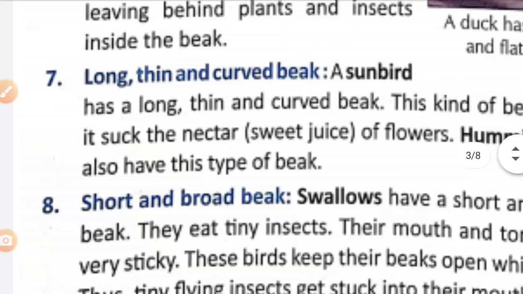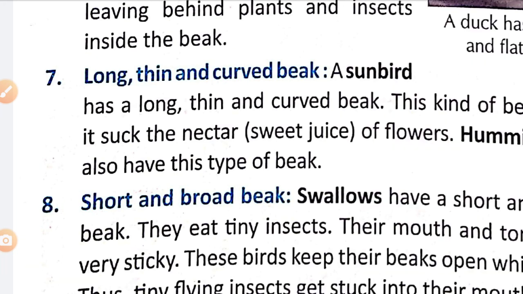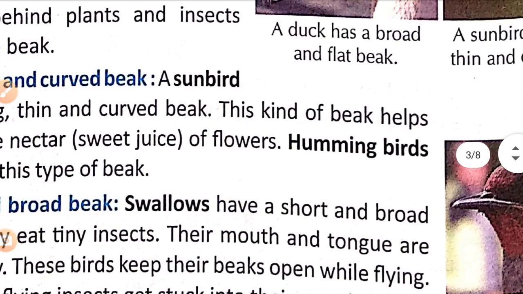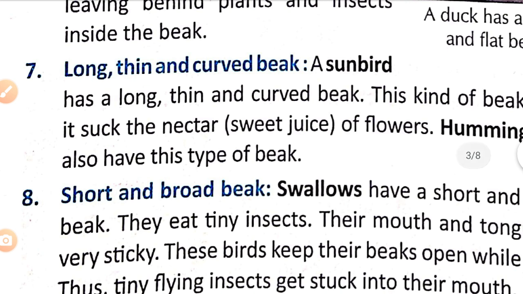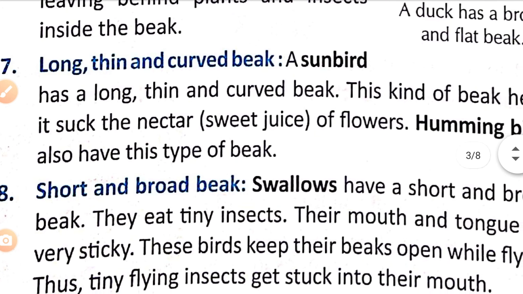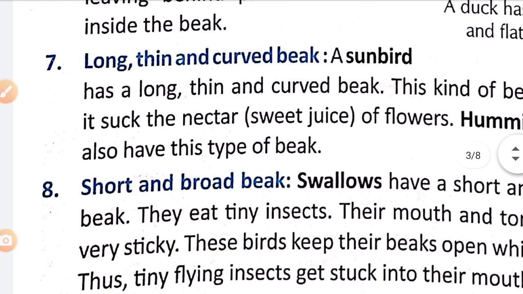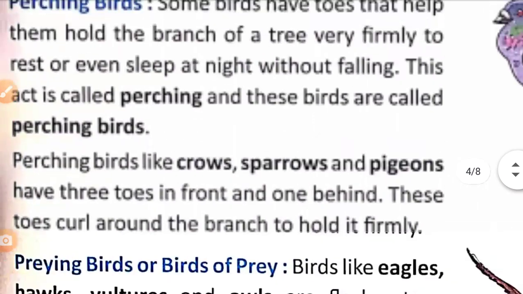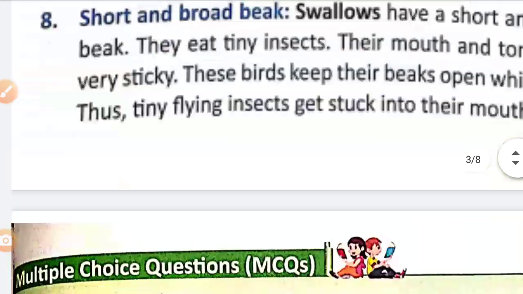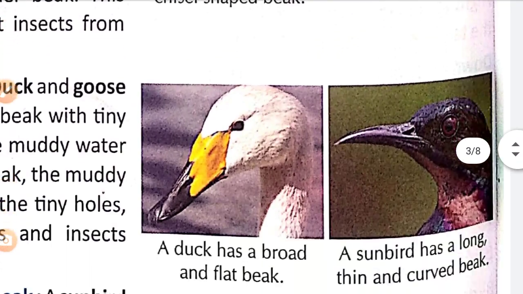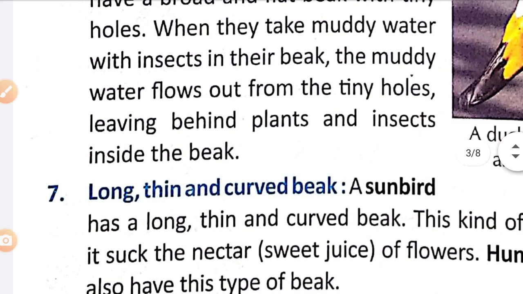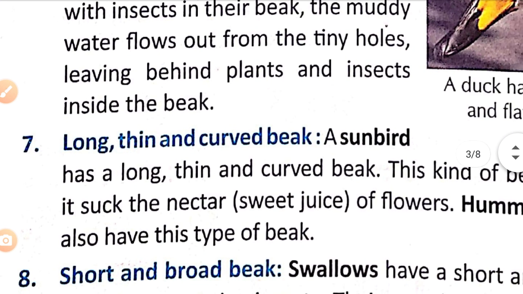Seven. That is the long, thin and curved beak. A sunbird has a long, thin and curved beak. This kind of beak helps it suck the nectar and sweet juice of flowers. Hummingbirds also have this type of beak. So we can see the hummingbird also. This is the sunbird. The sunbird has a thin and curved beak. With this kind of beak, it sucks the nectar.